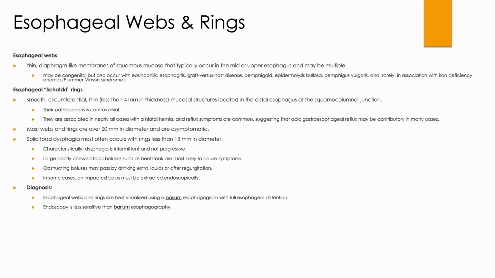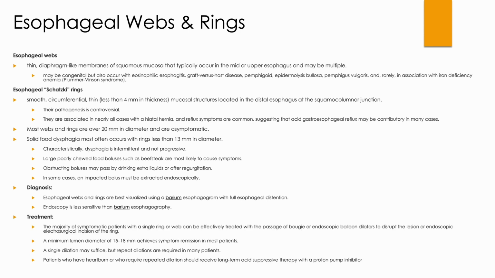They're best visualized with the barium esophagram. You can also do endoscopy, but you can't see them as well in all cases. Treatment-wise, you can treat them with a balloon dilator, which is usually how you do it. You can also have surgical incision of the ring. Like I said, most patients are asymptomatic, so you don't really need to do anything about them, but others do have to have these things done. Especially with Schatzki rings, you really have to keep their acid content down because that will help keep them from recurring.